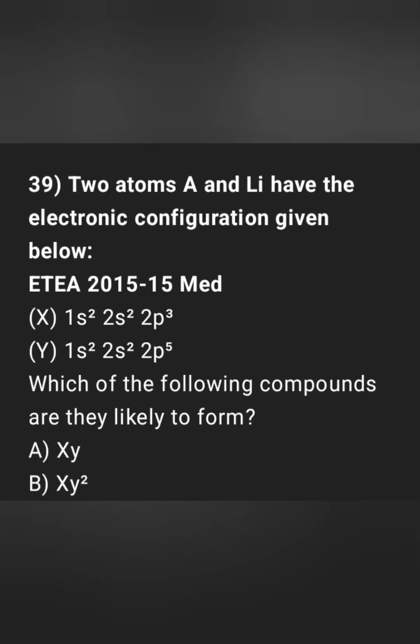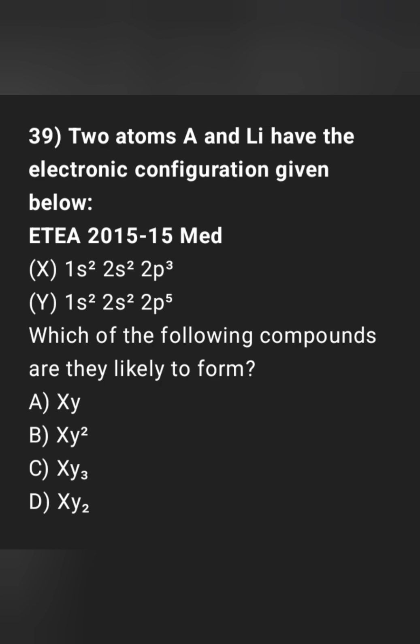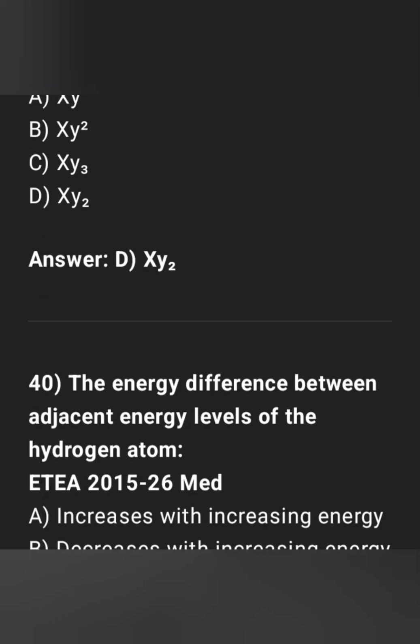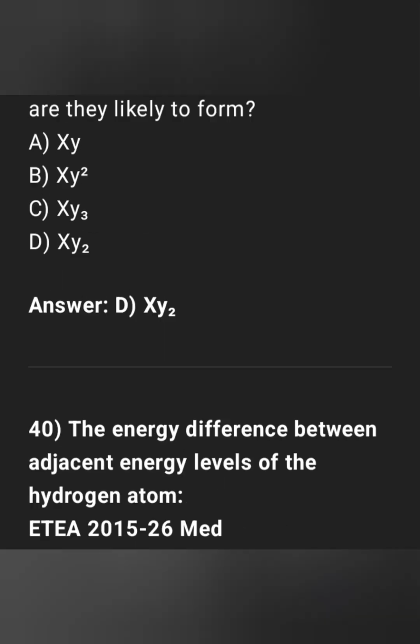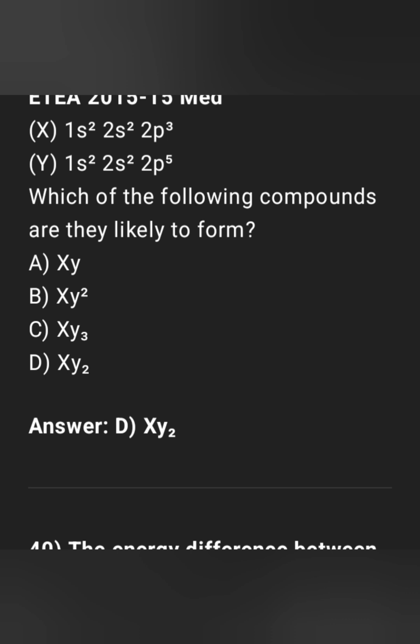39. Atoms X and Y have the electronic configuration given below, ETEA 2015 Med. X: 1s² 2s² 2p¹. Y: 1s² 2s² 2p⁵. Which of the following compounds are they likely to form? A, XY, B, XY², C, XY3, D, X2Y.